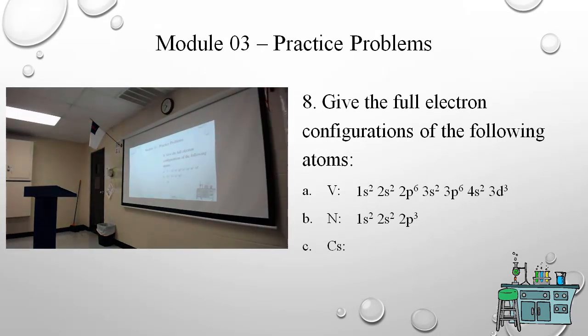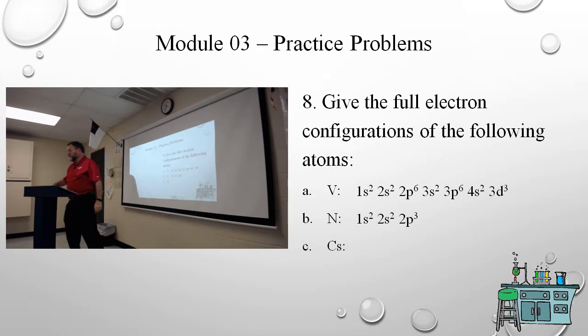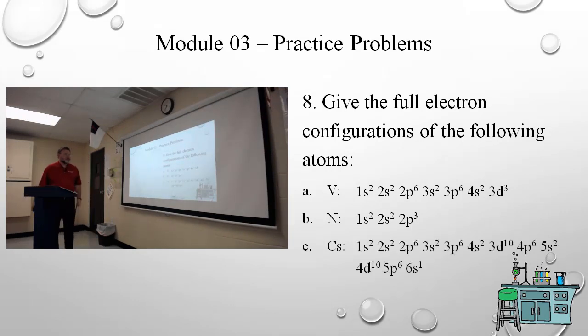So here we go. 1s2, 2s2, 2p6, 3s2, 3p6, 4s2, 3d10, 4p6, 5s2, 4d10, 5p6, 6s1. Sounds like a chant. We can all just keep going through it, right?